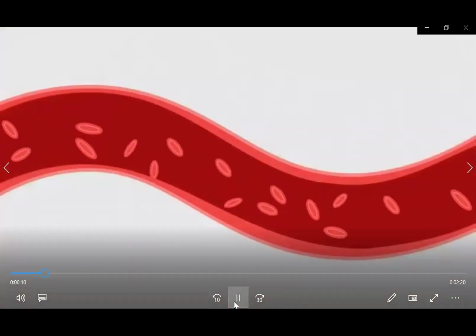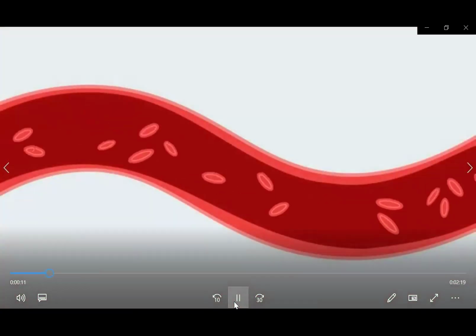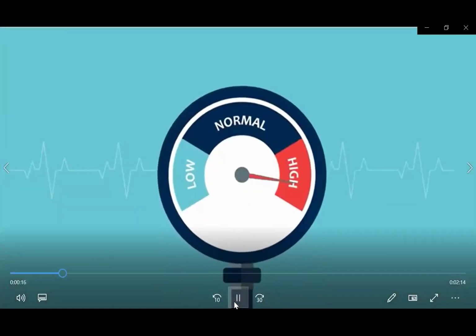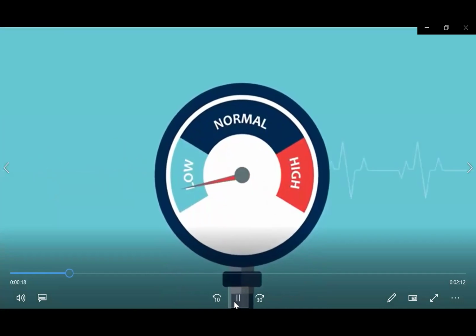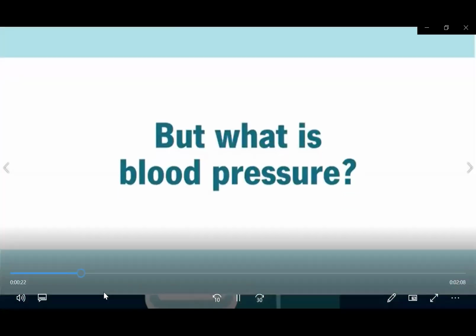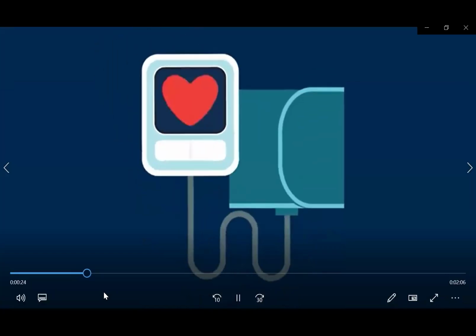How powerfully that blood flows determines your blood pressure. And if your blood pressure is too high or too low, it can mean serious trouble. But what is blood pressure? And how do you know if your pressure is in a healthy range?